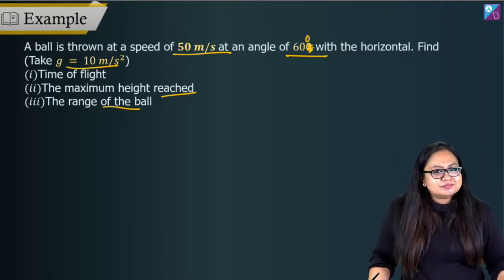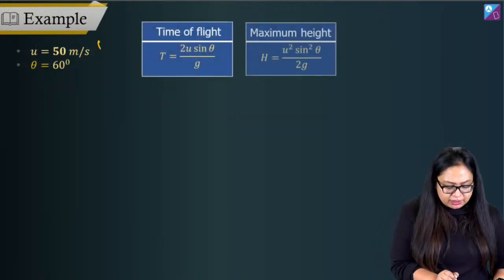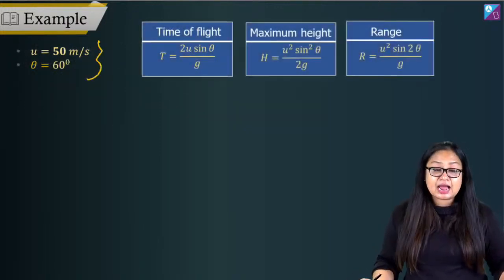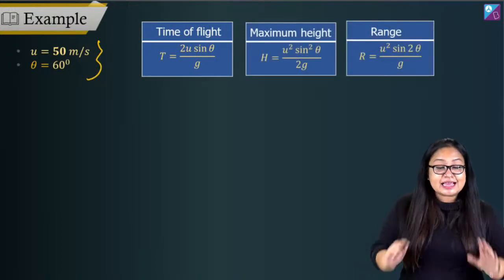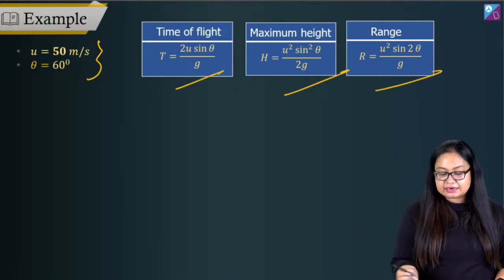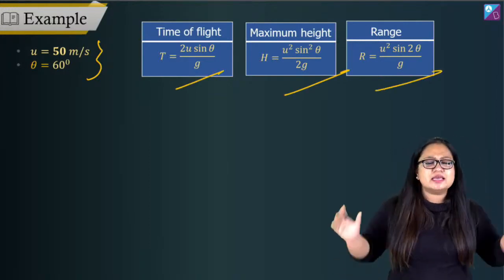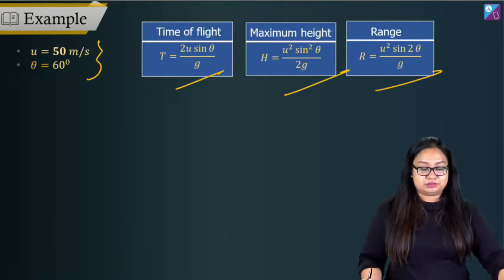So what do? Come on guys, quickly tell me what the answer is. You have u equal to 50 meters per second and theta is equal to 60 degrees. Tell me what the answer comes out. Time of flight, maximum height and range. You know the formulas, you can apply this. Quickly tell me what the answer comes about so that we can move on to the next question.